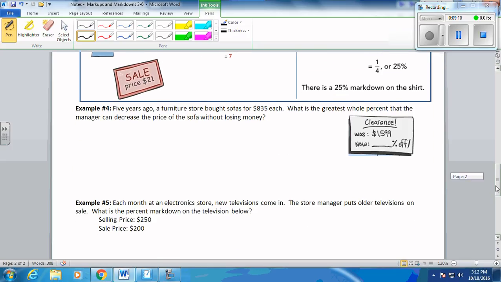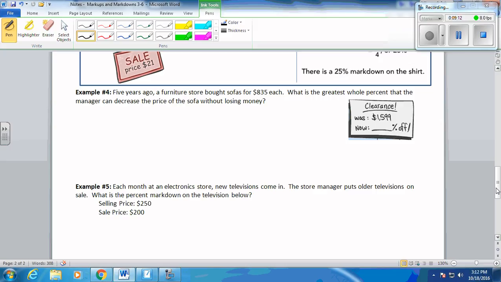So number 4 says that 5 years ago, a furniture store bought sofas for $835 each. What is the greatest whole percent that the manager can decrease the price of the sofa without losing money? Okay. Well, first of all, when I read this question, it says that $835. I need to decide, what is that? Is that the original? Is that my whole? Is that my part? Is it my markdown? Is it my selling price? What word could I establish with that? I would say that if the furniture store bought it, this is the cost.